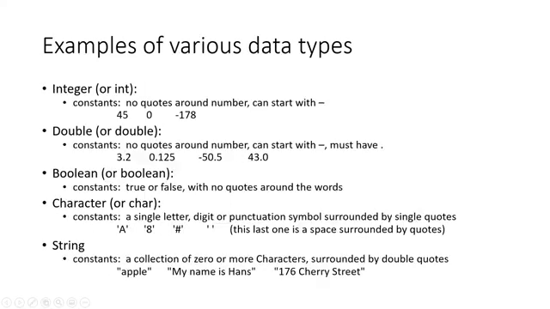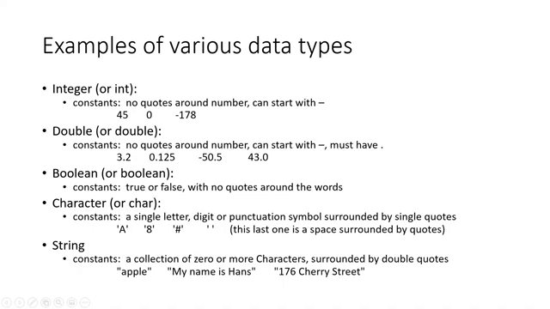So here's some examples of various data types. For integers, if you want to write down the value, it's just a number with no quotes around it, and it can start with a minus sign. Okay, so 45, 0, minus 178, those are all integer constants. For double precision values, you have a decimal point, and it could start with a minus and no quotes around the number. So 3.2, 0.125, minus 50.5, 43.0. Okay, even though that's got no decimal part to it, it's represented as a double precision because of the .0.